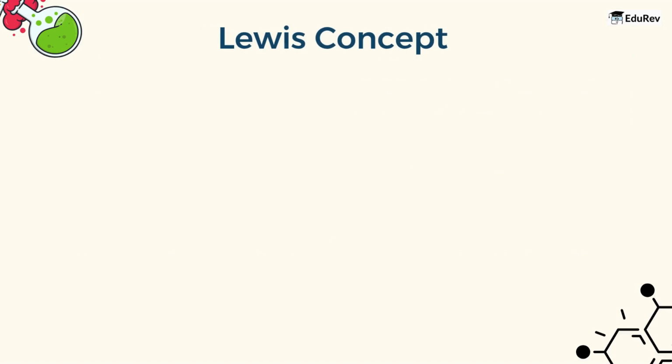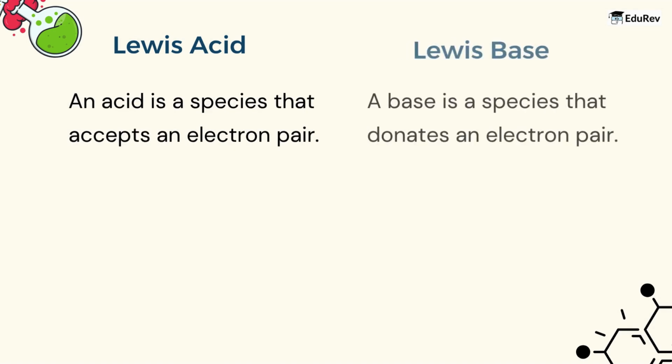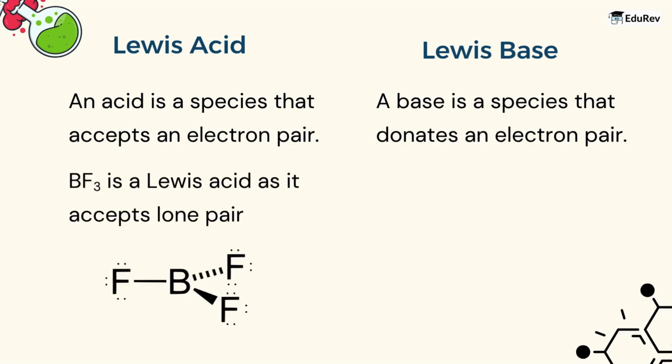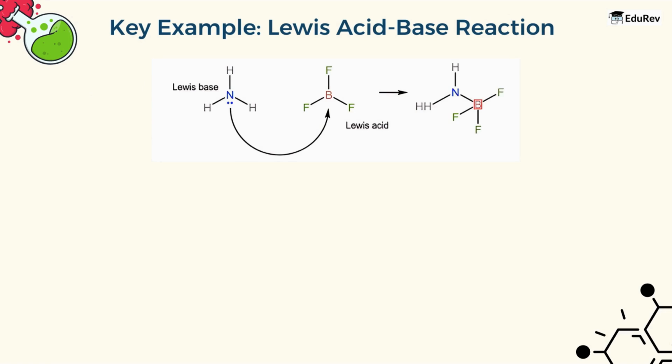Let's now look at the Lewis concept. According to this theory, a Lewis acid is a substance that accepts an electron pair. A Lewis base is a substance that donates an electron pair. For example, BF3 is a Lewis acid because it accepts a lone pair. NH3 is a Lewis base because it donates a lone pair. Let's understand this with a reaction. BF3 plus NH3 gives BF3 and NH3, which form one compound.